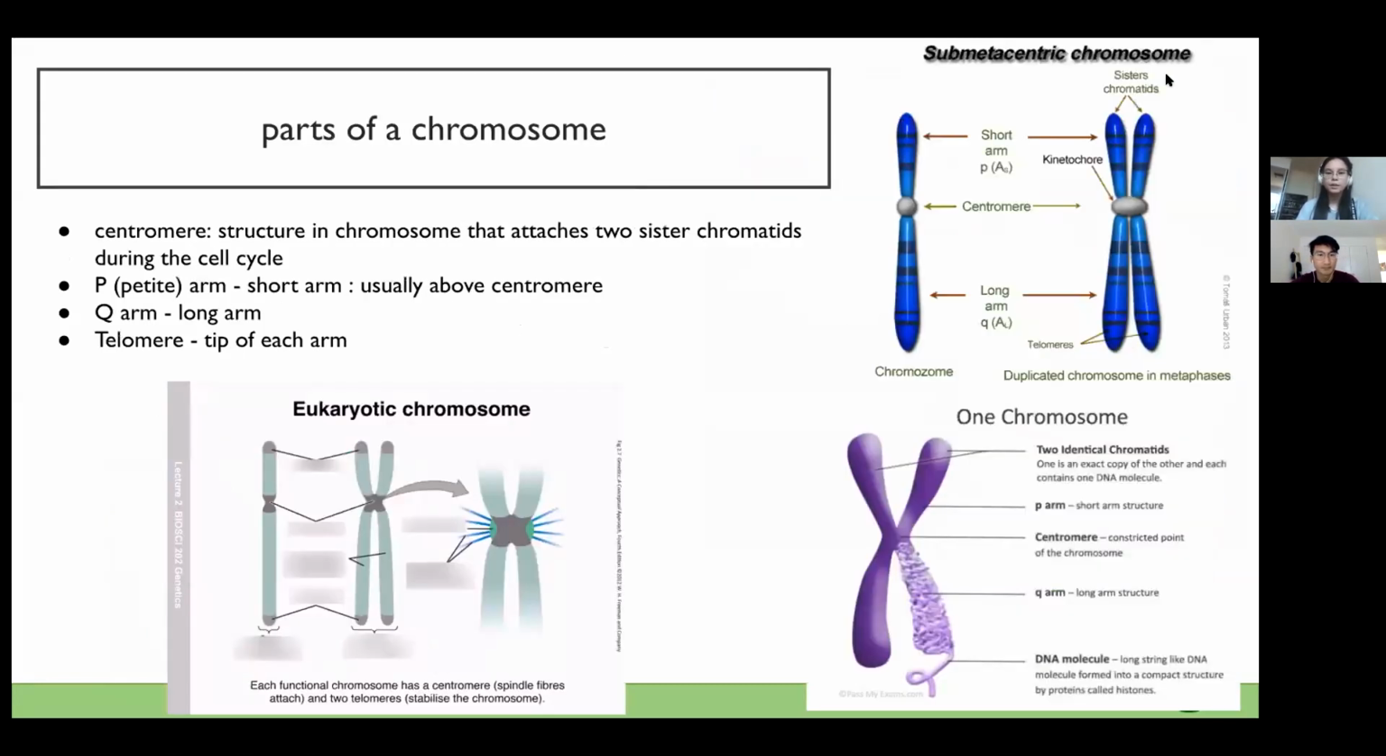So with chromosomes, this is an unreplicated chromosome, and this is a replicated chromosome. You've got the centromere in the middle, the P for petite arm, which is the shorter arm, and the long arm, which is called the Q arm because Q comes after P. And the telomere is the tip of each arm.